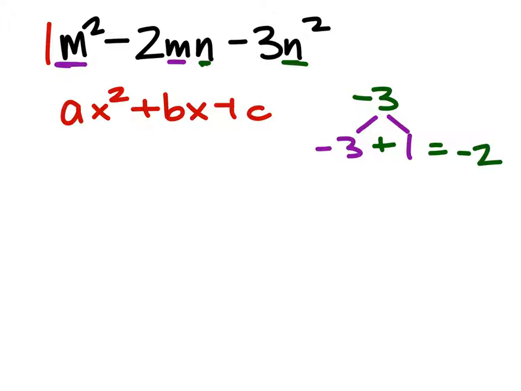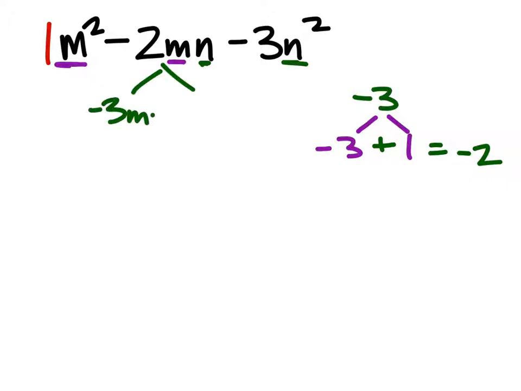So, I don't need this anymore. I'm going to split up the -2mn into -3mn and a +1 mn. We can put the 1 there if we want. Now I've got my leading term, m squared, and my, I guess you could call it a trailing term, 3n squared.